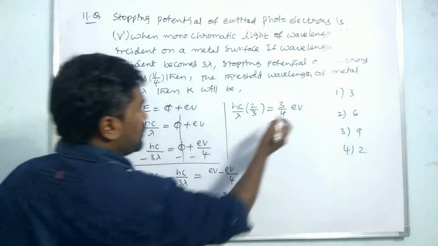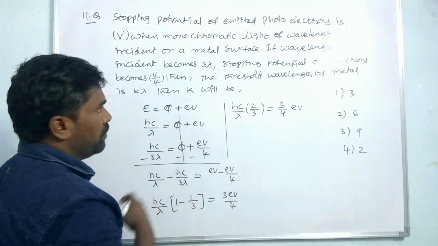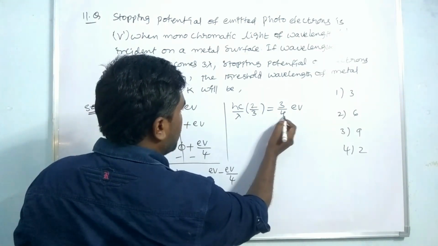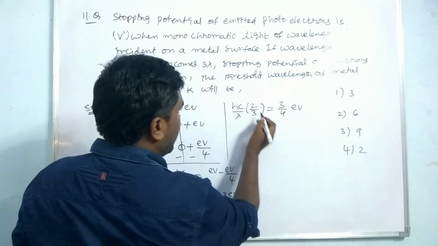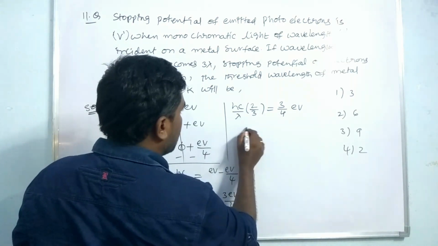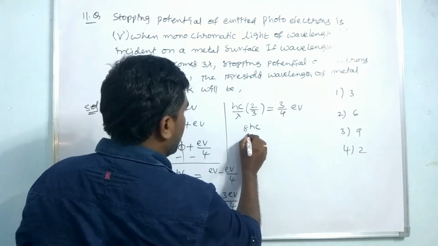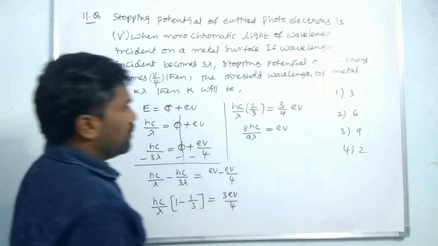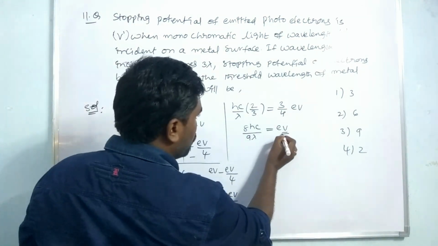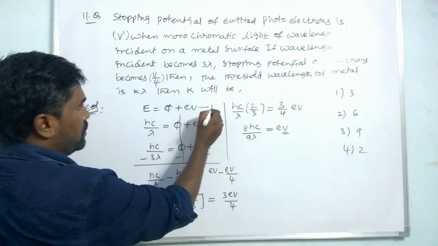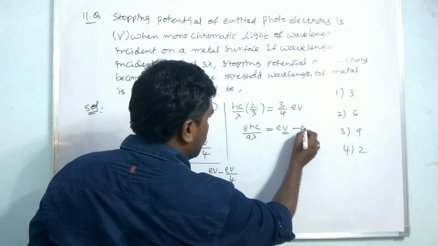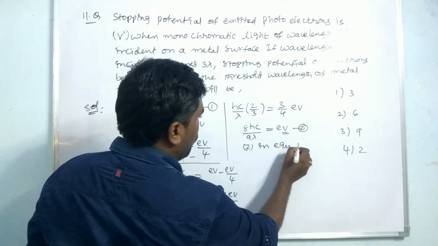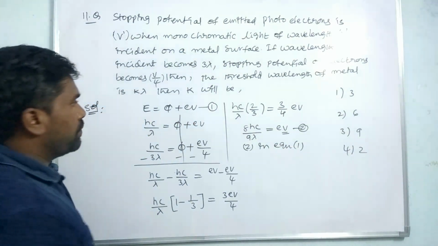Let us find the value of eV. So we can write 2 fours are 8, 3 threes are 9. So 8 hc by 9 lambda is equal to eV. This eV value should be substituted in this equation. This is equation 1 and this is equation 2; substitute 2 in equation 1.